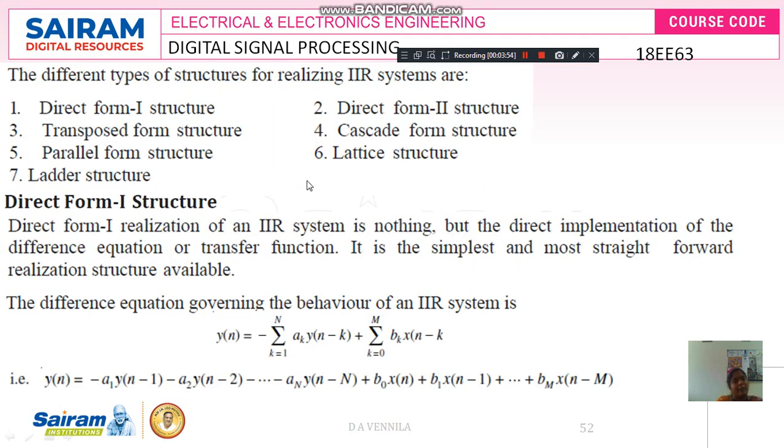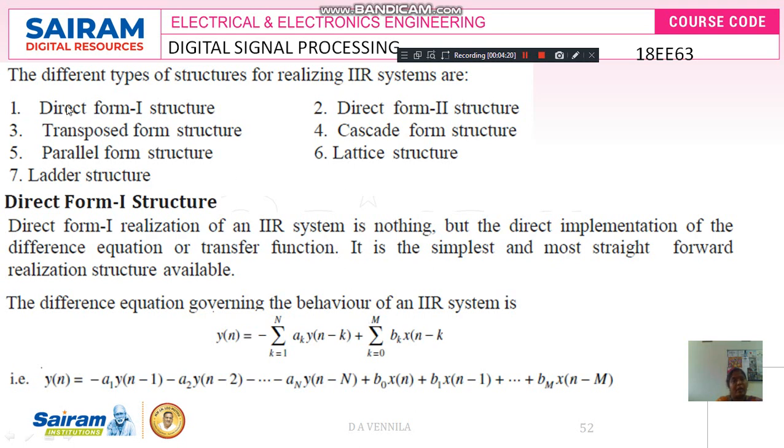Now we have different types of structures to realize the IIR filter: direct form 1, direct form 2, transpose form structure, cascade form structure, parallel form structure, lattice structure, and ladder structure. Why do we go for different structures? In order to save memory. Each and every structure has some disadvantages, and to overcome the disadvantages of each structure, we go for the next structure.